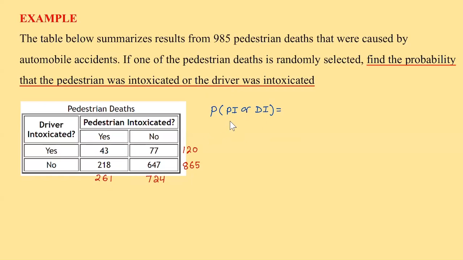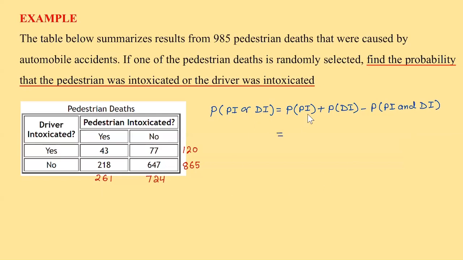Because we have or, this is the addition rule for probability. And if we look at this table, there is an incident where both pedestrian and driver are intoxicated. For example, this 43, these are the cases, or accidents, where the driver was intoxicated and also pedestrian was intoxicated. So meaning of that is the events where the pedestrian was intoxicated and the driver was intoxicated, that is mutually inclusive event. So if we use the addition rule, it will be probability that the pedestrian is intoxicated plus probability that the driver was intoxicated minus the probability that the pedestrian was intoxicated and the driver was intoxicated. We use this formula because the events are mutually inclusive, or they are joint events.